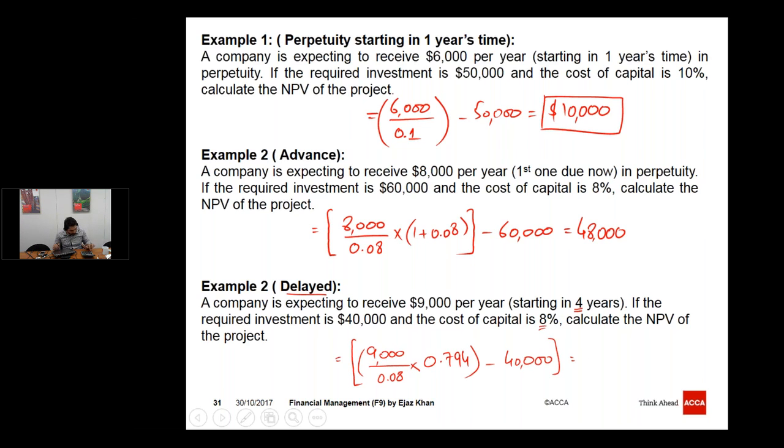So 9,000 divided by 0.08, multiplied by 0.794, minus 40,000. It's $4,932.5 positive. Yes, absolutely right. So it's clear now? Yes, these are ideal questions for multiple choice questions. Okay, let's move forward.